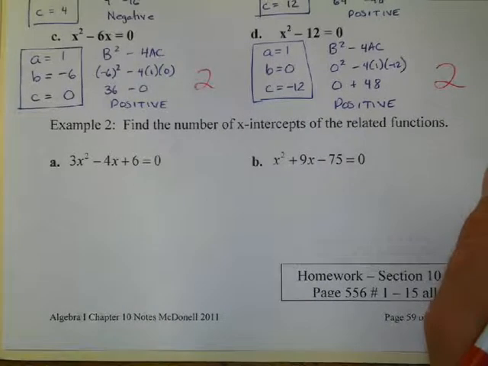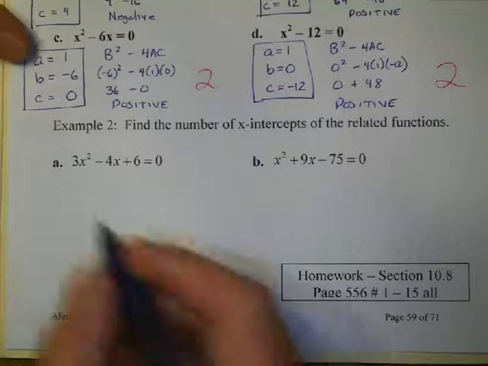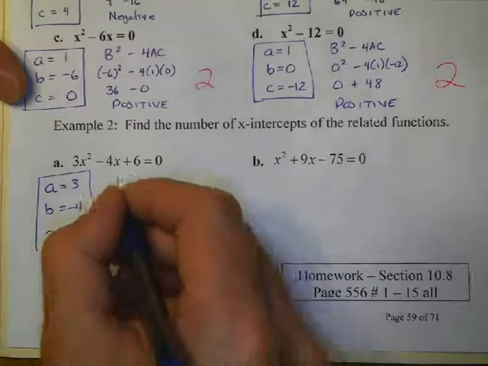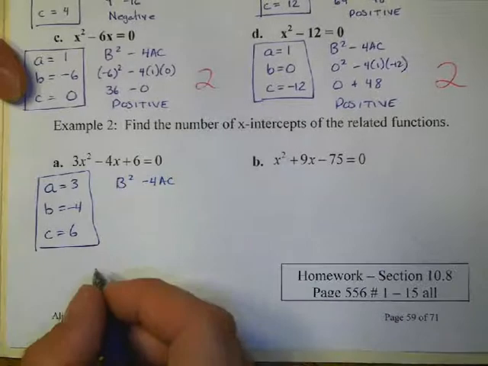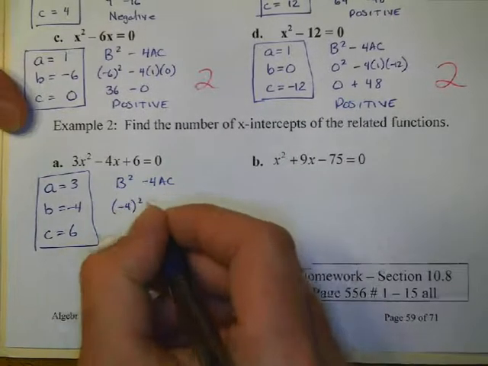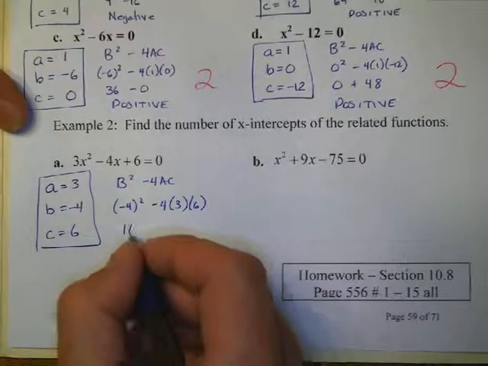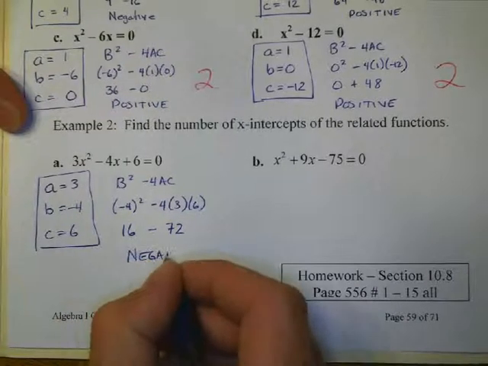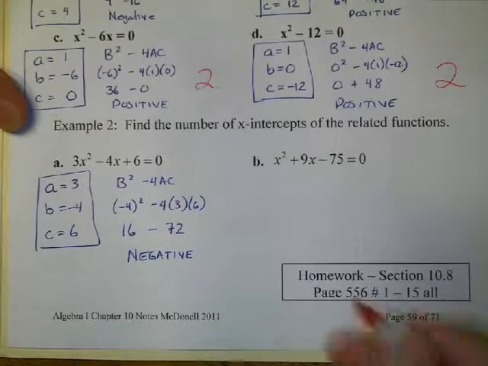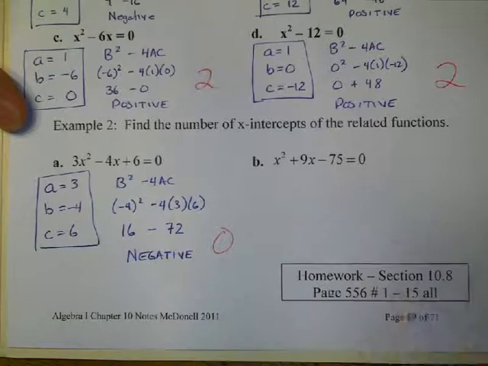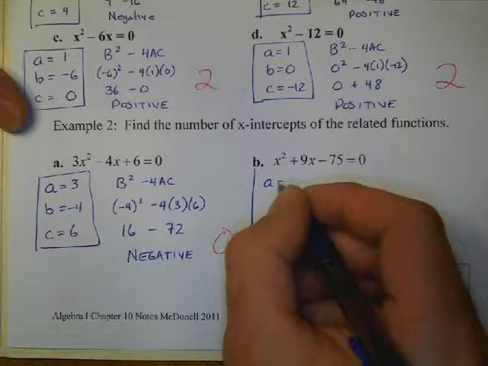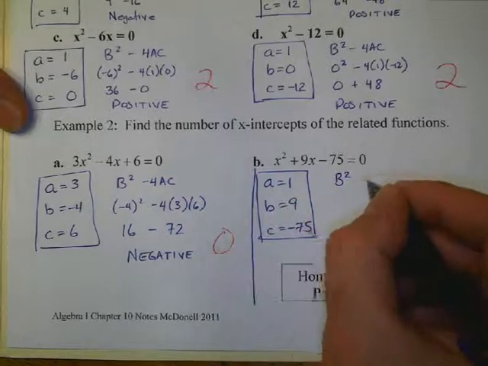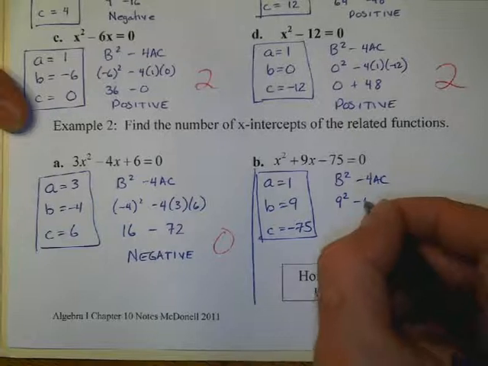In example 2, the question asks to find the number of x-intercepts. The number of x-intercepts, if you remember, is really the same question as the number of solutions. So, let's try these 2 problems. A equals 3, b equals negative 4, and c equals 6. b squared minus 4ac is still the method we're going to use to determine if it's positive, negative, or 0. Negative 4 squared minus 4 times 3 times 6 is 16 minus 72. That's a negative number. And since it's a negative number, we refer to our top chart and we see that that means there's going to be 0 solutions to this problem.